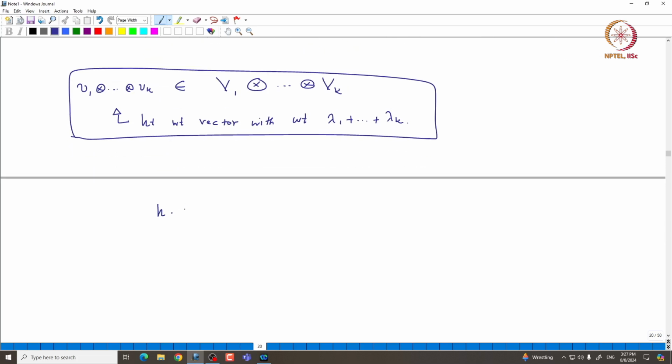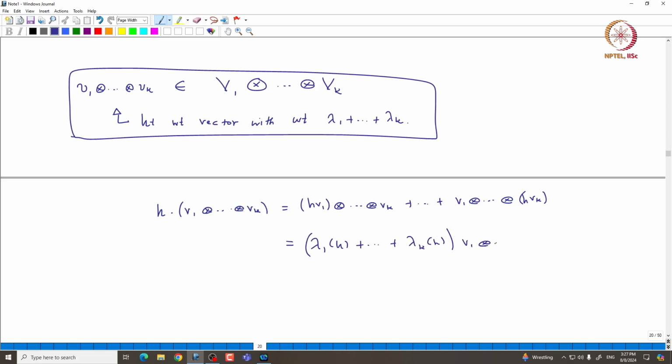If you take h acting on v1 tensor, etc., tensor vk, then this is given by hv1 tensor, etc., tensor vk, plus, etc., plus v1 tensor, etc., tensor hvk. So, h acts like a derivation. Then this is exactly given by lambda 1 of h plus, etc., plus lambda k of h, times v1 tensor, etc., tensor vk. This is true for all h in the Cartan subalgebra, and that is why it has the weight lambda 1 plus, etc., plus lambda k.